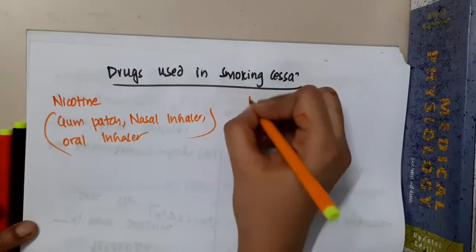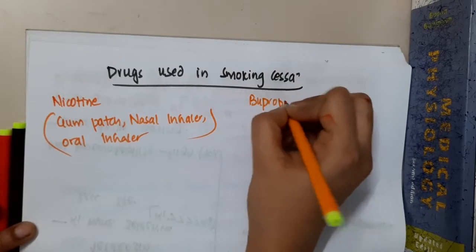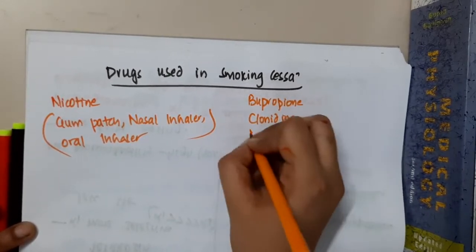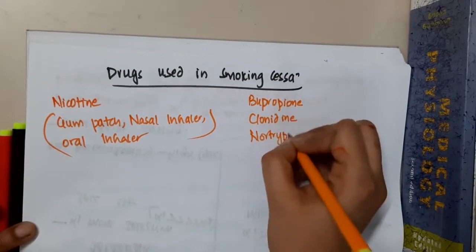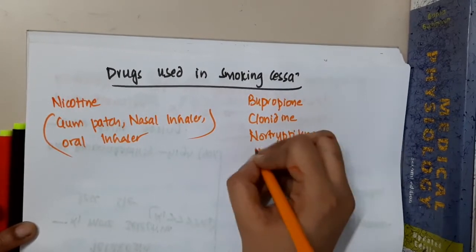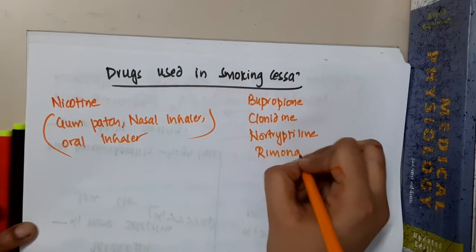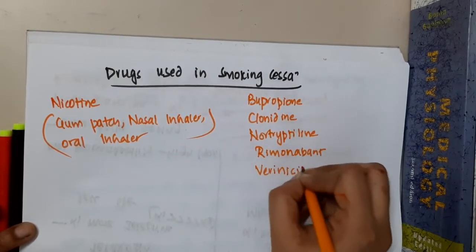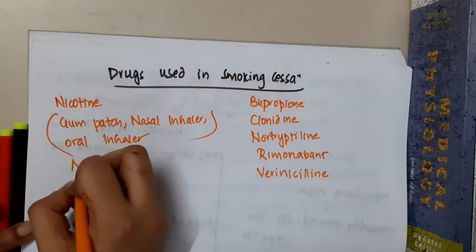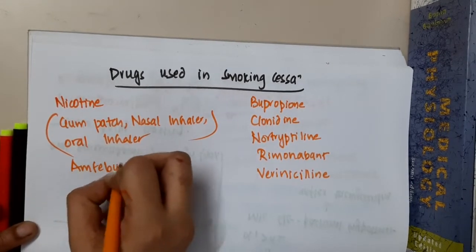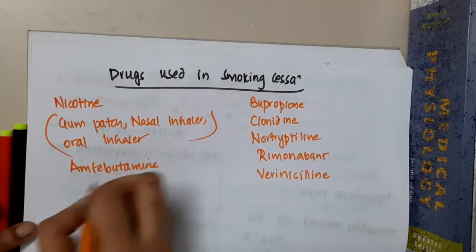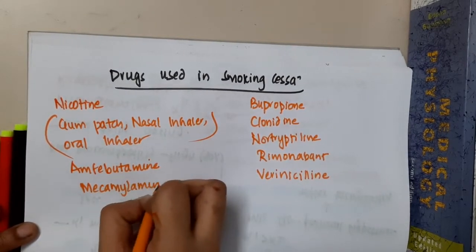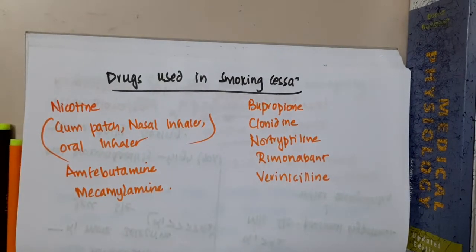Then we also have bupropion, clonidine, nortriptyline, rimonabant, varenicline, amphetamine, and mecamylamine. So all these are the drugs which are used for smoking cessation.